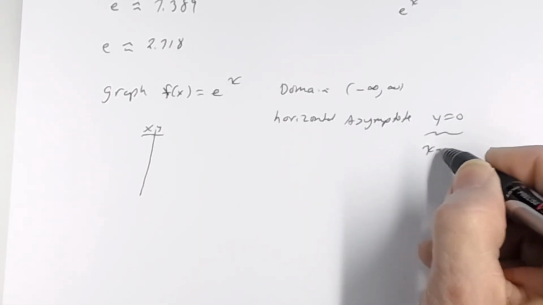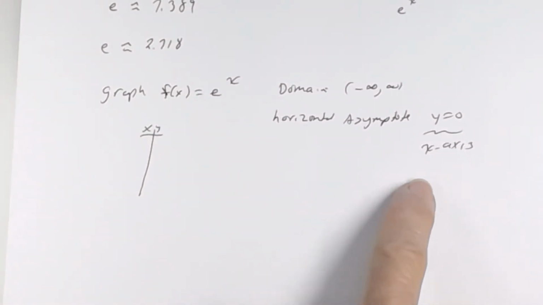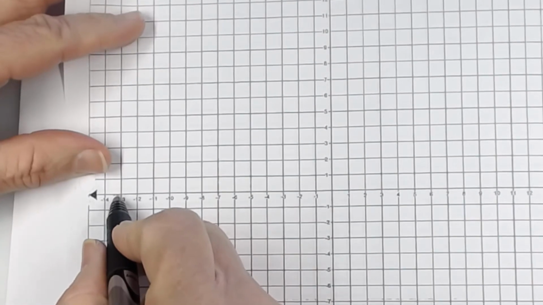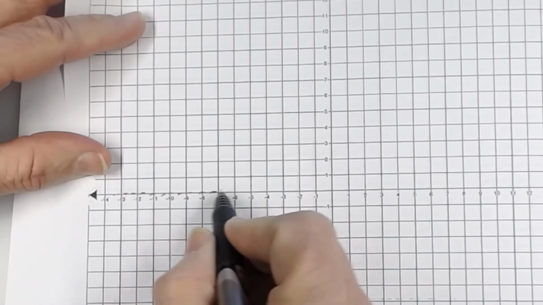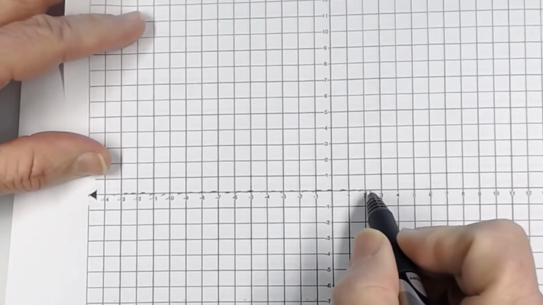Now, what axis represents y equals 0? The x-axis. So I'm going to go ahead and draw a dotted line. Remember, as I was going around, some of you are not drawing your horizontal asymptote. You have to draw your horizontal asymptote, and you draw it using a dotted line. It's going to be the x-axis, and I'm going to put dashes on the x-axis just like this.